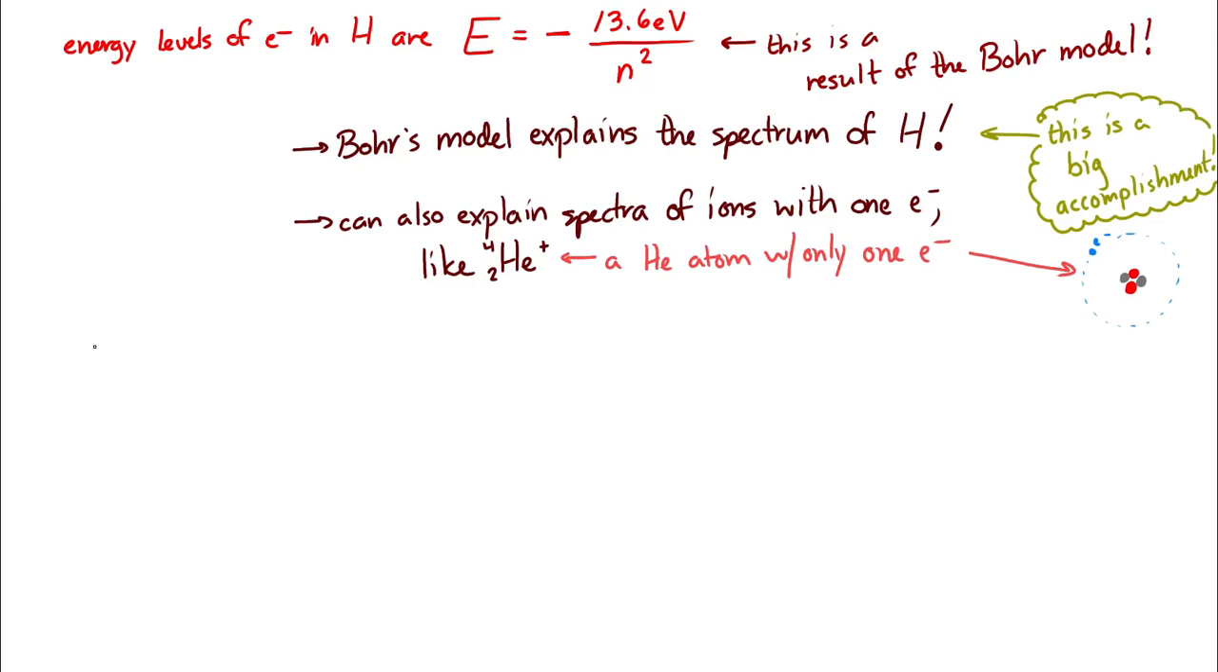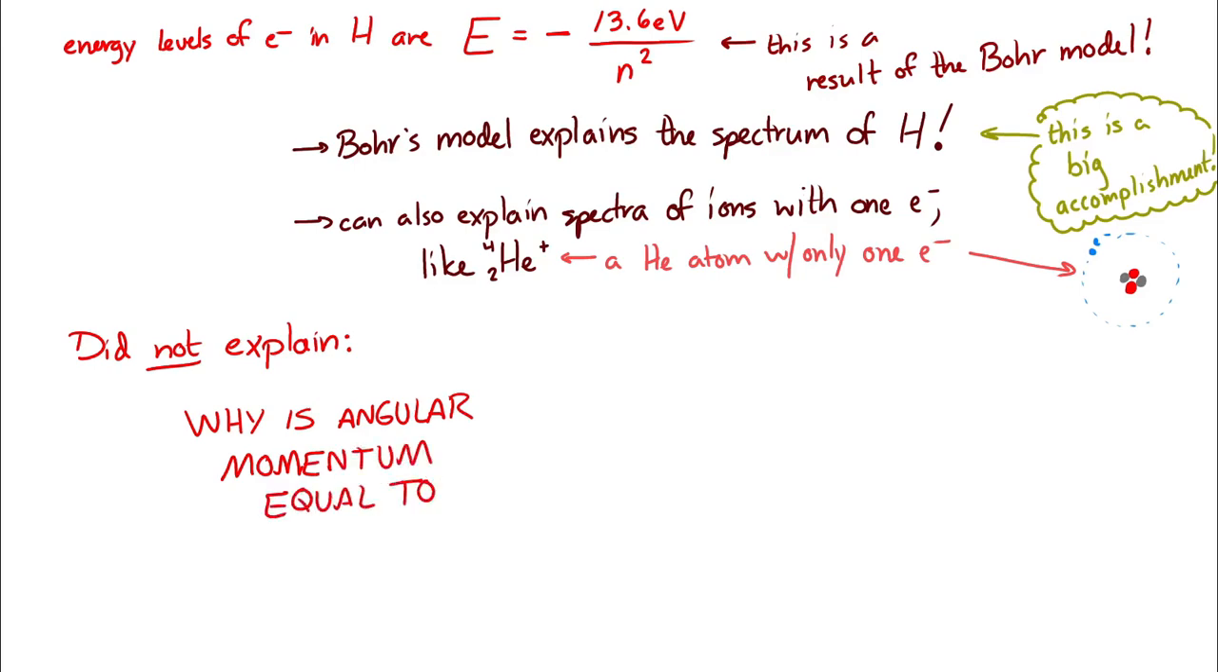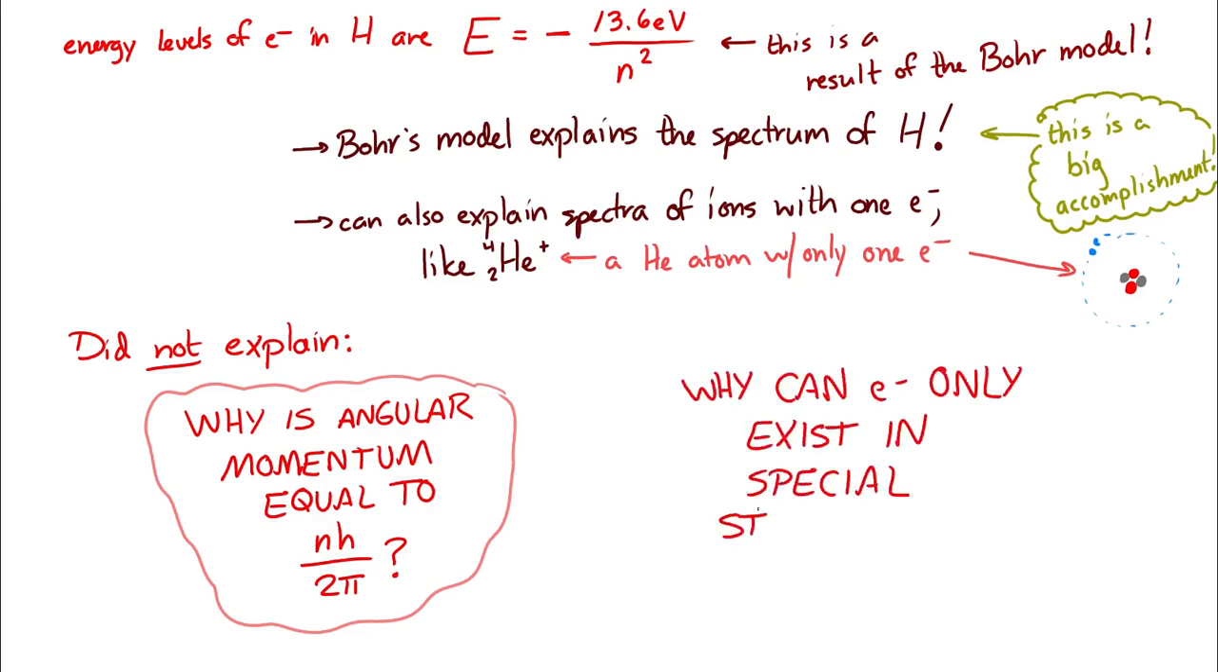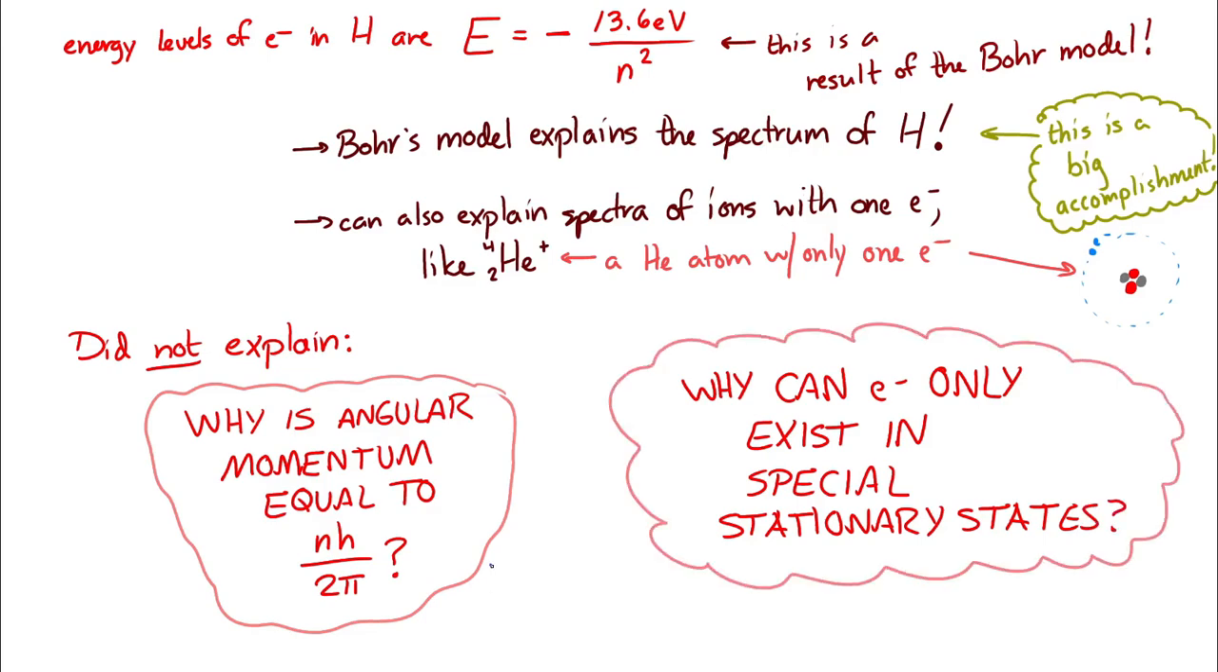However, it didn't explain everything. There's still the question of why the angular momentum would only be allowed to equal nh over 2 pi. And it also didn't explain why the electron can exist only in these special stationary states. And to explain that, we have to go to quantum mechanics, and we'll explore that further later on.